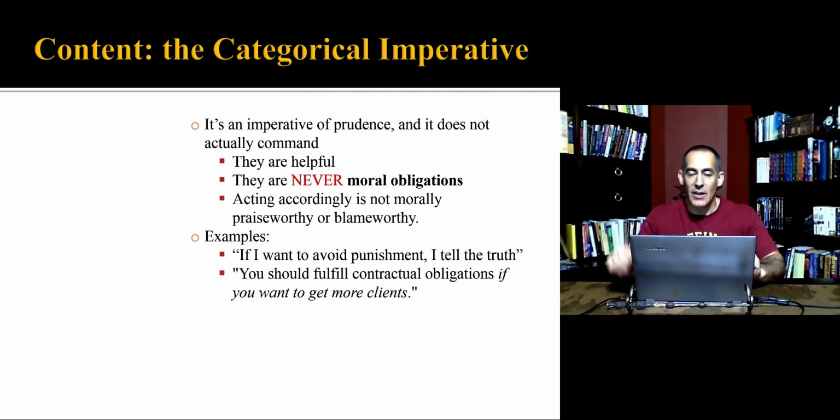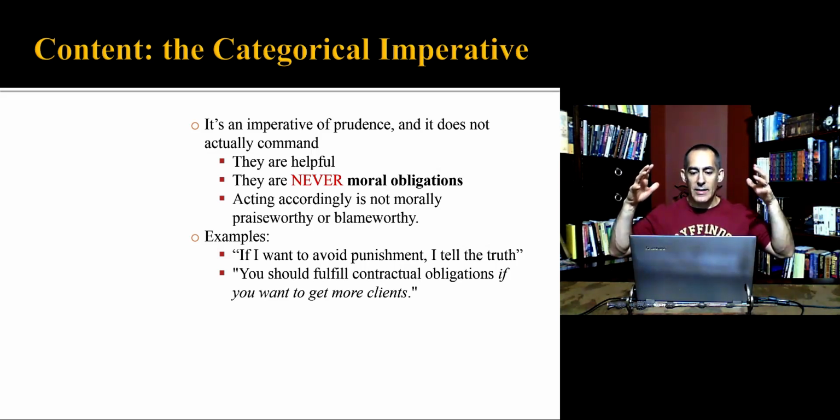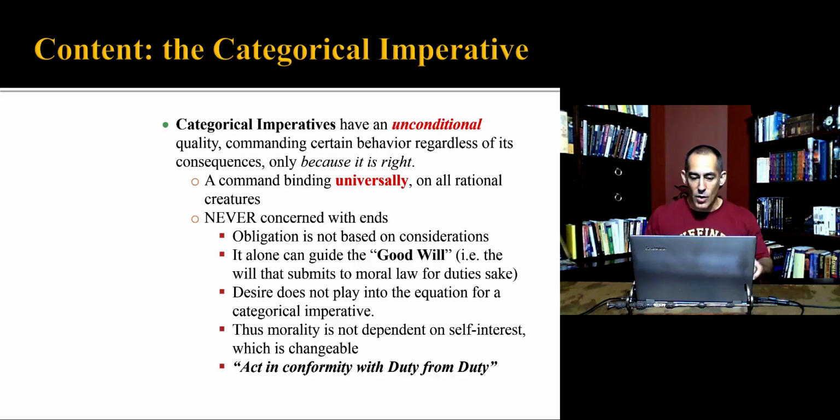So if I want to avoid punishment, then I should tell the truth. But if I give up the desire to avoid punishment, then along with it goes this obligation to tell the truth. That's kind of the problem for Kant, right? They can come and go and change, and we don't want a moral law that is changeable. We want a moral law that is solid, certain, universal, and has no exceptions to it. That's the basic idea of the categorical.